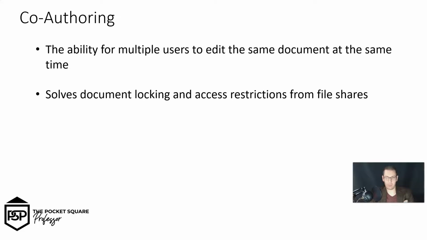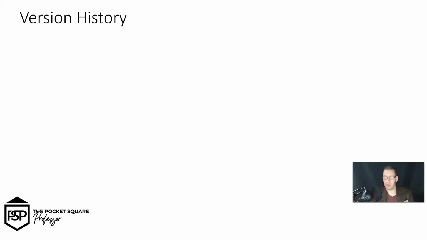So co-authoring solves a lot of problems in this manner. It's actually quite easy. Now, along those lines, co-authoring was one of them. The next piece that I wanted to talk about was version history. Again, let's go back to that example where we made the budget and we emailed it out to 50 people.